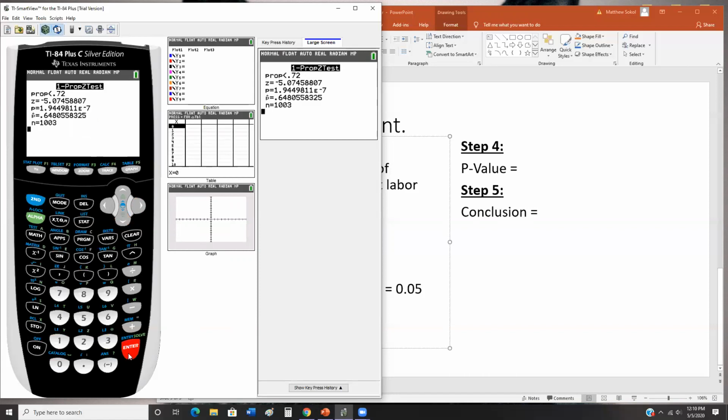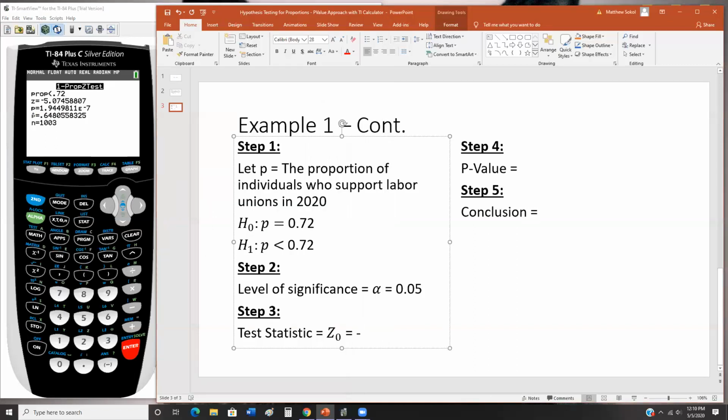And you're going to see something like this. This right here, z, that's my test statistic. So it's negative 5.075 when I round it. That's a crazy test statistic.